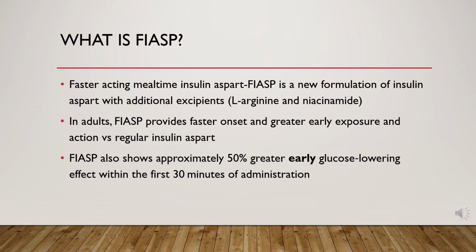So what is FIASP? FIASP is a new formulation of insulin aspart, also called faster insulin aspart. This includes additional excipients, L-arginine and niacinamide, which provide a stable formulation with faster initial absorption after subcutaneous administration. In adults, FIASP provides faster onset, greater earlier exposure, and action versus regular insulin aspart. FIASP also shows approximately 50% greater glucose lowering effect within the first 30 minutes of administration.